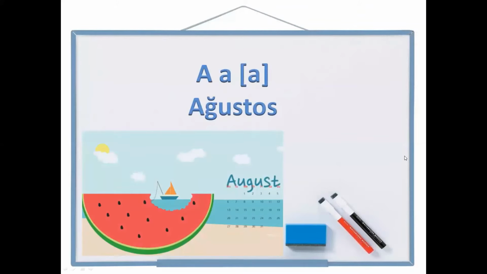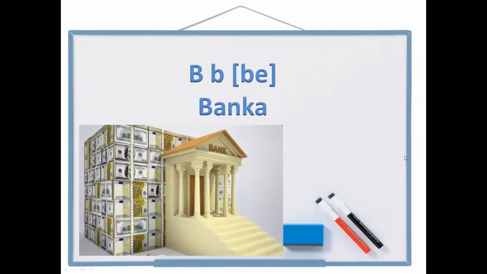A, Ağustos, A. As you see in this word, there is a soft G. And while I'm reading it, soft G combines two vowels, which are A and U, in a smooth way. I'm not reading it as Ağustos, I'm reading it as Ağustos. Okay, the next one is B, banka, B, banka.